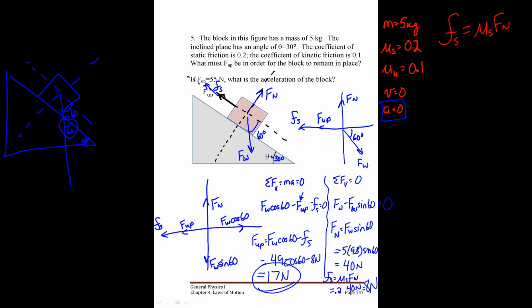All right. Since I know that I need 17 newtons to just hold the block in place, if I have a force that's greater than that, it's going to move up the inclined plane. If I have a force that's less than 17 newtons, like for example, if I said that F up was equal to 5 newtons, then the block would move down the inclined plane. So it's going to change a bit.